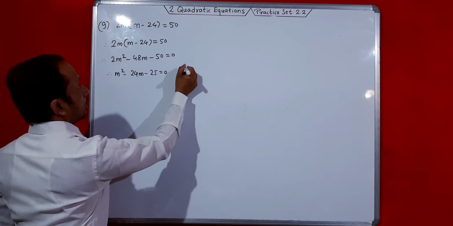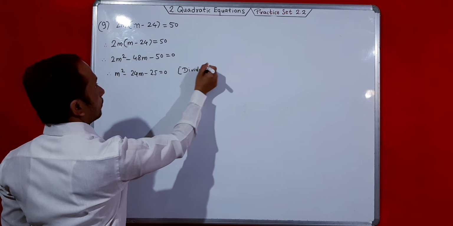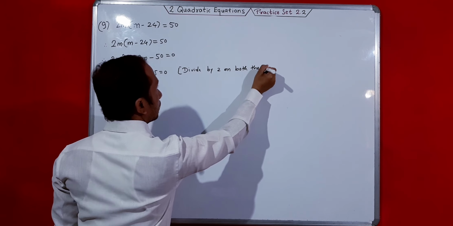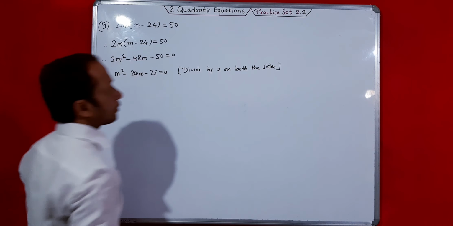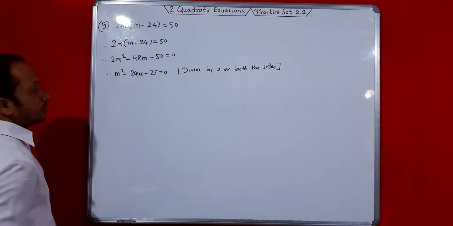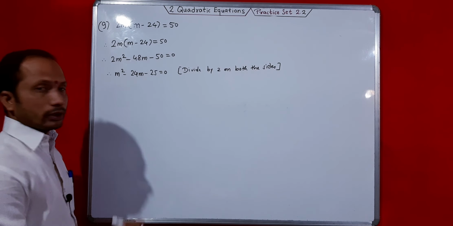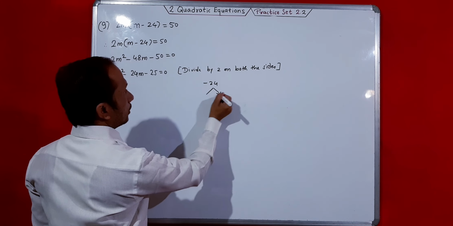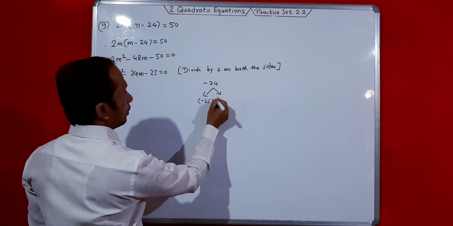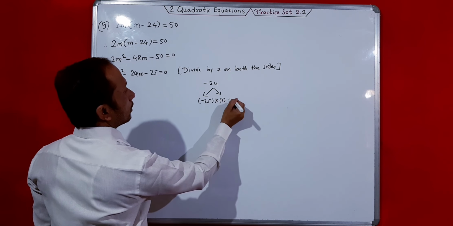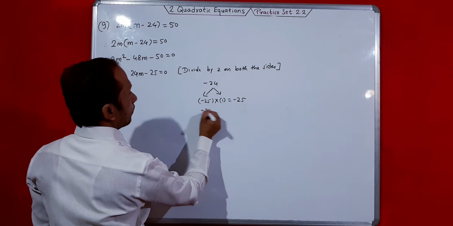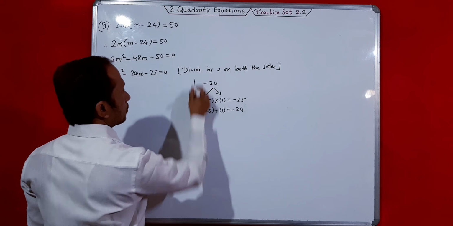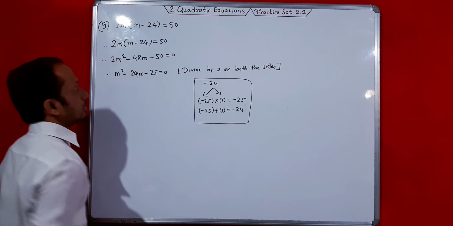You write here, divide by 2 on both the sides. So you'll get this. Now factorize this. Minus 24, so product will be minus 25 and the addition will be minus 24. You have to factorize this number, so minus 25 into 1, you will get minus 25, minus 25 plus 1, you will get minus 24. So these are the factors. Now use these factors and solve this.